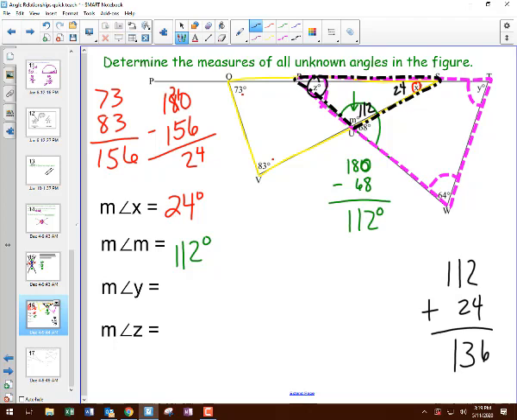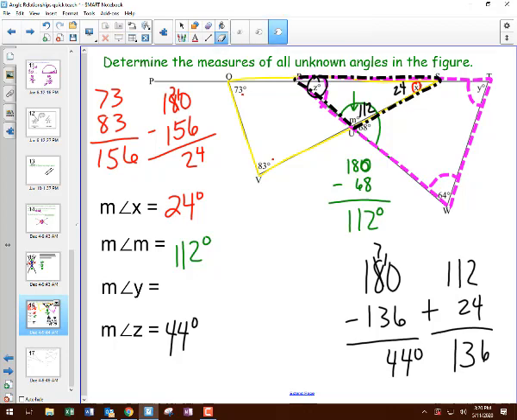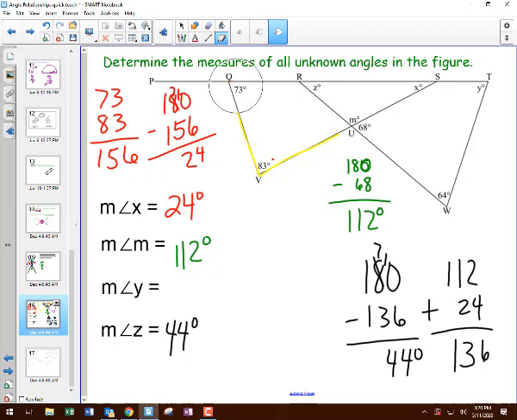Now to find z, I can just turn around and go 180 minus 136. That's straight up 44 degrees, excuse me, 44 degrees. Okay, now let me clean this up a little bit and we'll get back to our last one.